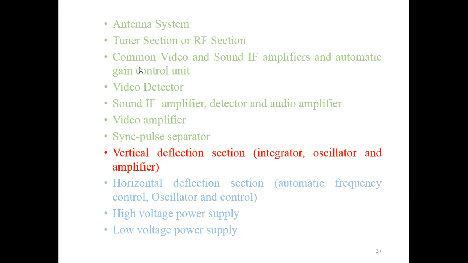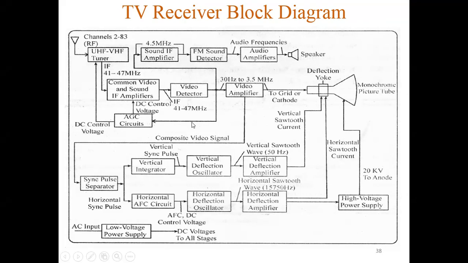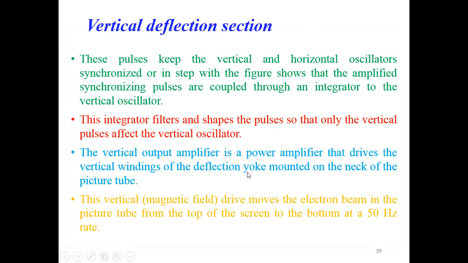After that, we come towards the vertical deflection section, which consists of integrator, oscillator, and amplifier. This is the complete vertical integrator, vertical deflection oscillator, vertical deflection amplifier. Here these pulses keep the vertical and horizontal oscillators synchronized, or in step. The figure shows that the amplified signal pulses are coupled through an integrator to the vertical oscillator. This integrator filters the shape of the pulses so that only the vertical pulses affect the vertical oscillator.